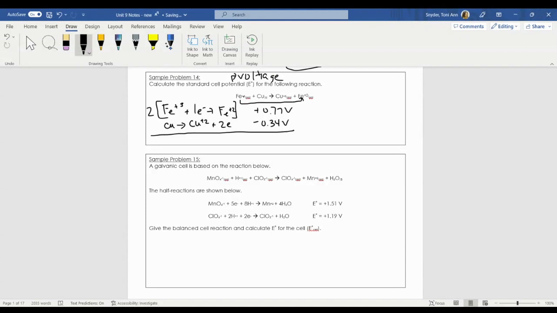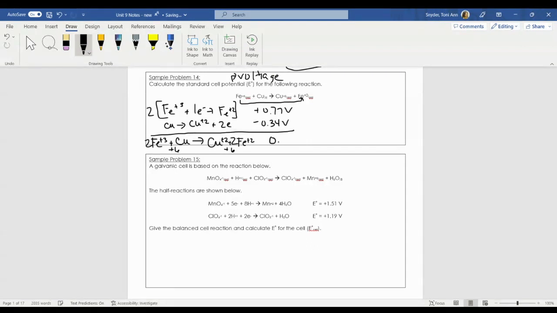My charges are not balanced. I have +3 on this side total and +4 on this side total. When I do this part, this should balance the reaction out. 2 Fe +3s react with 1 copper, and I produce copper +2 and 2 Fe +2s. So if I look, 2 plus 4 total gives me a charge of +6 total. 2 groups of +3 also gives me +6. This equation is now balanced.